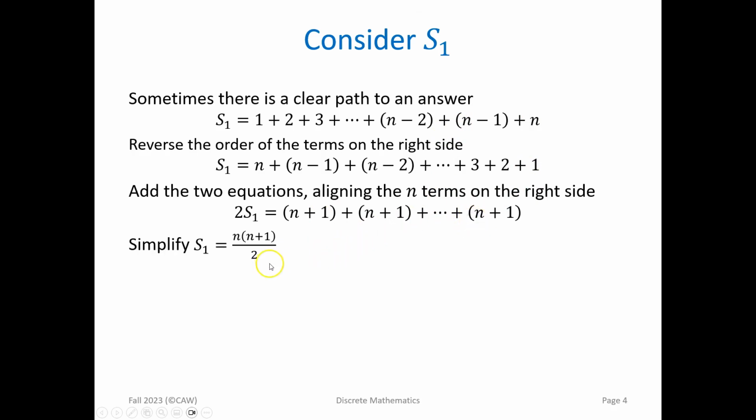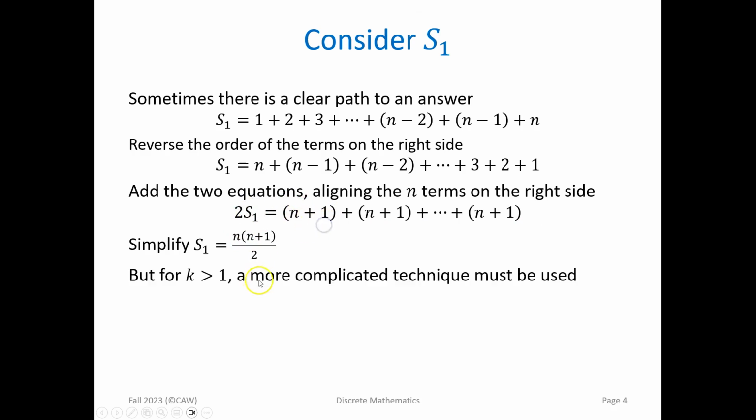So we can simplify this to S sub 1 is equal to the explicit formula, n times n plus 1 divided by 2. I simply noted that there are n of these terms, so adding up n of them, we can just multiply by n. And we divided by 2 on both sides of the equation. Now, this is a very simple way to find the explicit formula, but for k greater than 1, we're going to have to use a more complicated technique.